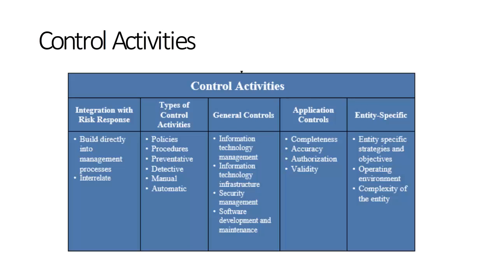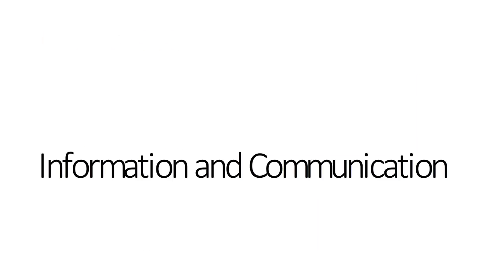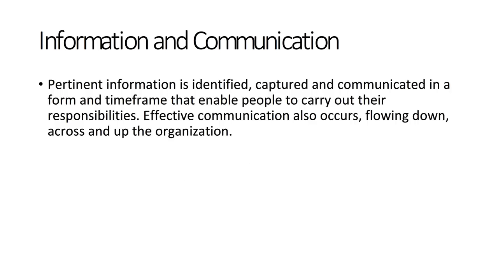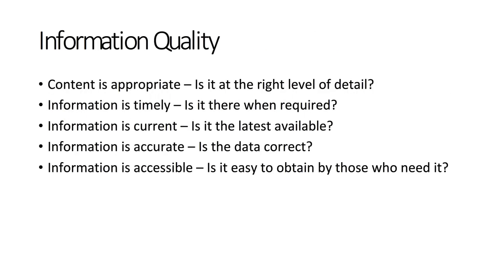Have a look here. The penultimate element is information and communication. Pertinent information is identified, captured, and communicated in a form and time frame that enable people to carry out their responsibilities. Effective communication also occurs, flowing down, across, and up the organization. Information quality is important in risk management. Here are 5 things to consider.